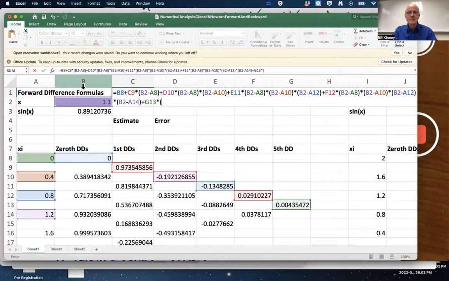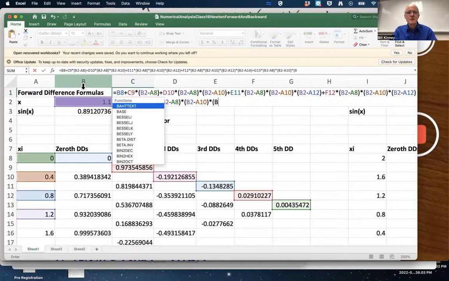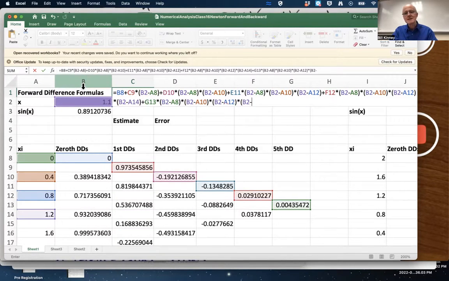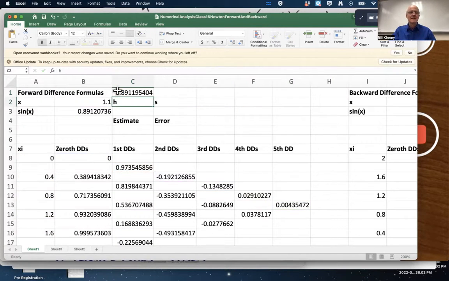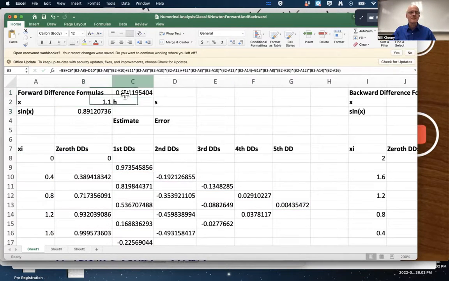G13 times B2 minus A8 times B2 minus A10 times B2 minus A12 times B2 minus A14. One more, times B2 minus A16. And we never used A18 where the 2 was. There we go, pretty close.